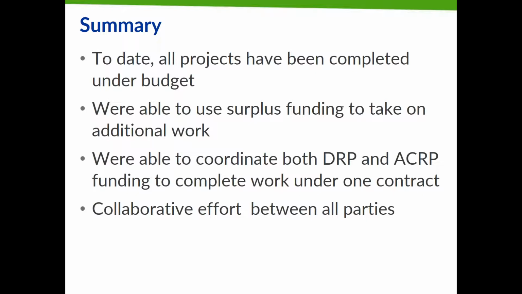So just a brief summary. To date, all these projects we've completed under budget. We were able to utilize that surplus funding that we had to take on additional work and essentially get more bang for our buck. And then we were able to coordinate with both DRP and ACRP funding to complete work under one contract. So we were able to take advantage of good pricing that way. And essentially this all came about through a very collaborative effort between all the parties, between the government on their part, utility companies, the town, our staff, contractor. Everyone was working very well together. So this has been a huge success for us.